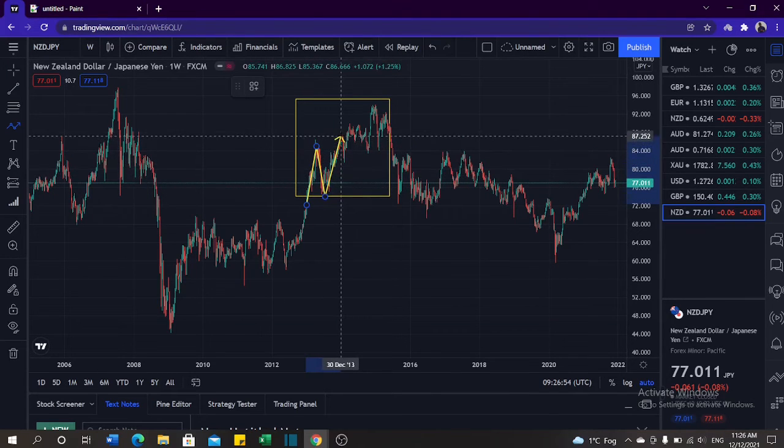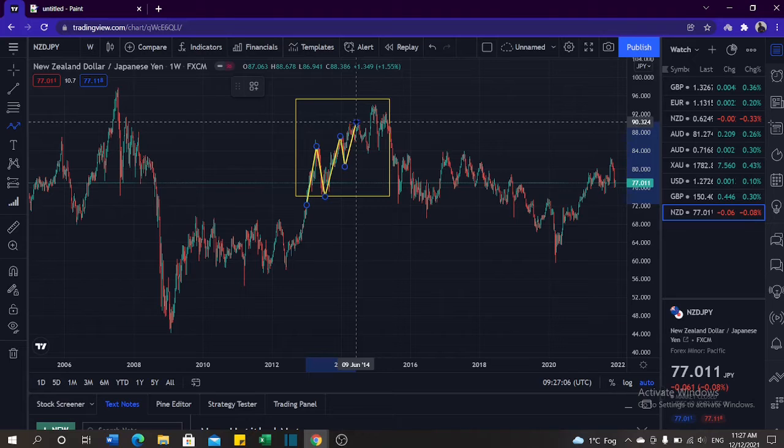It forms a higher high. It has gone past the previous high. It forms a lower low. The lower low didn't go lower to reach the previous low in this area, but it forms a lower low. And it forms a higher high again. It forms a higher low. Then it forms another higher high.